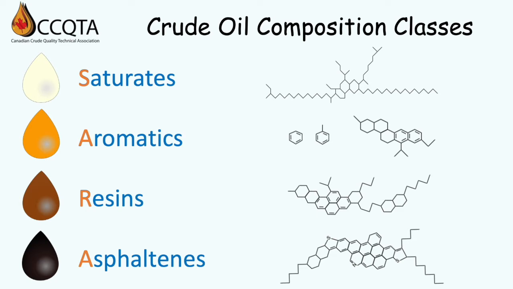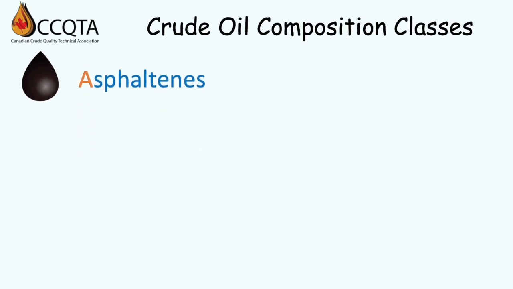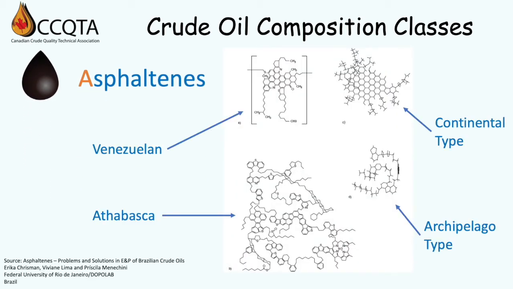Let's have a look at some examples of different asphaltene structures. There are two main types of asphaltenes. Continental type, illustrated in the top right, which are comprised of a large polyaromatic core with branches on the outer edges, and archipelago type, seen in the bottom right, which have smaller polyaromatic islands connected by saturate chains.